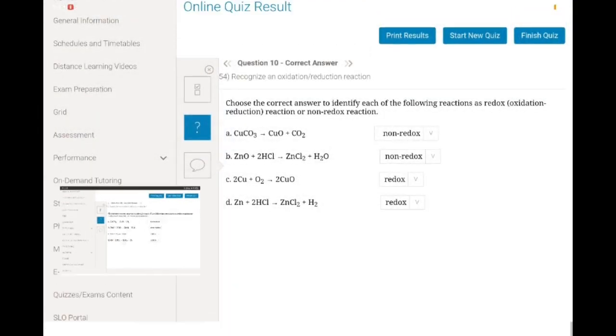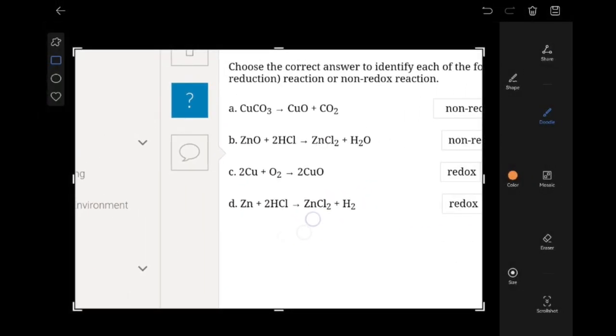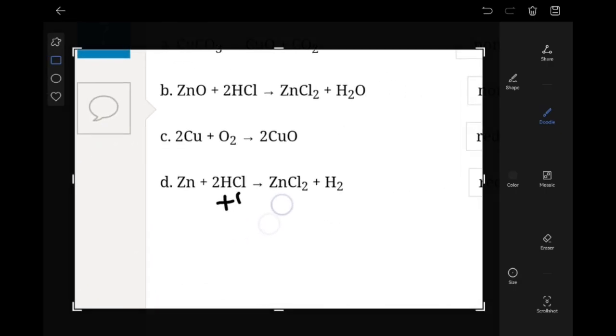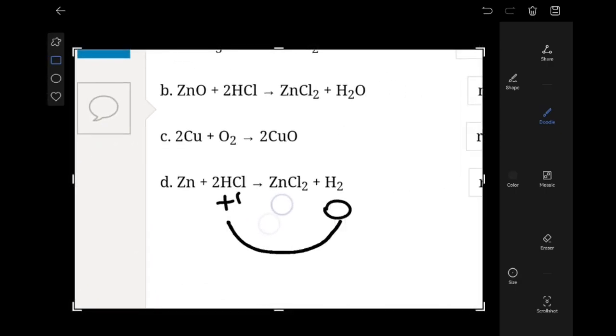So look, zinc here, anything as an element, starts out 0. H is +1, so that means Cl is -1, and it makes sense. Now look, here H is 0, so we can already tell H used to be +1 and then became 0, so this one got reduced. Already we have reduction, but it has to be redox.